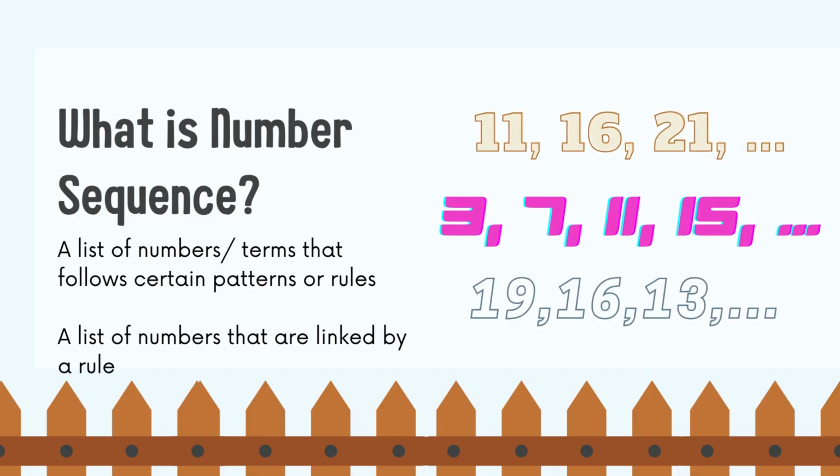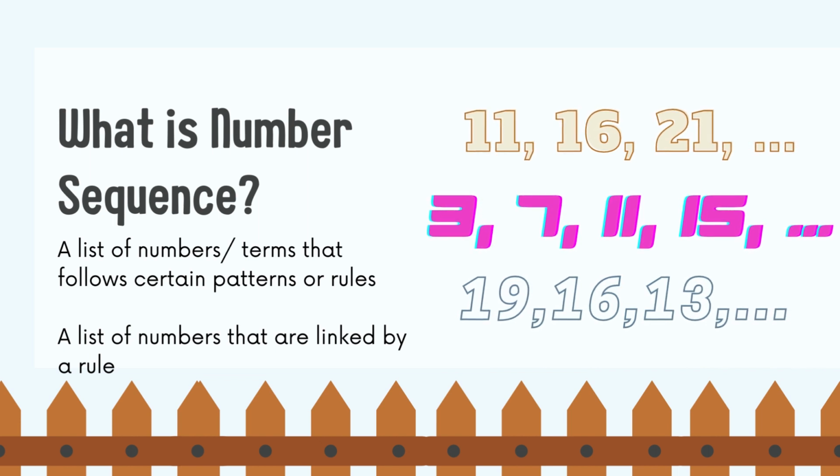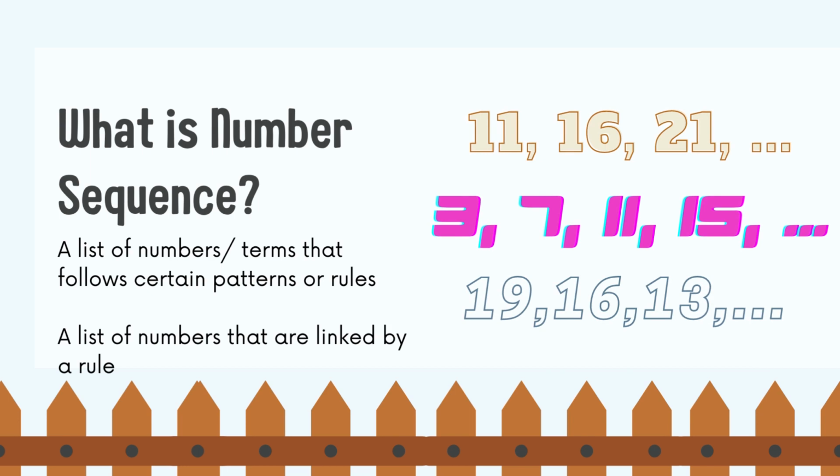What is a number sequence? The first definition is a list of numbers, or we can call them terms, that follow certain patterns or rules. The second definition is a list of numbers that are linked by a rule. On the right side of your screen, you see three examples of number sequences. Let's look at the first one, 11, 16, 21. We have three numbers, and all of these three numbers are linked by a rule. Can you give me the rule of this number sequence?